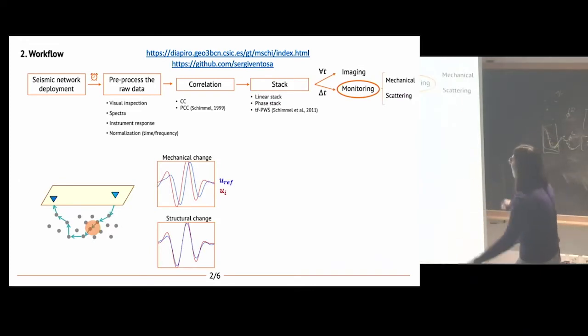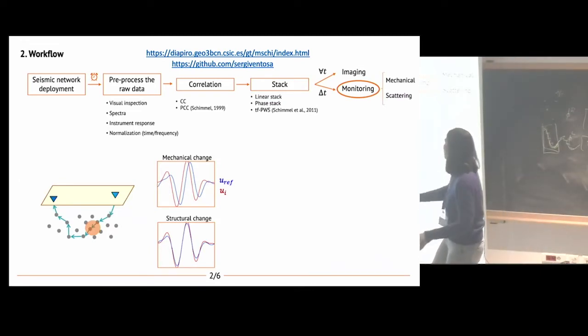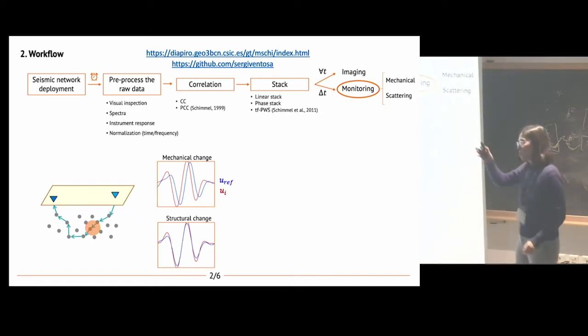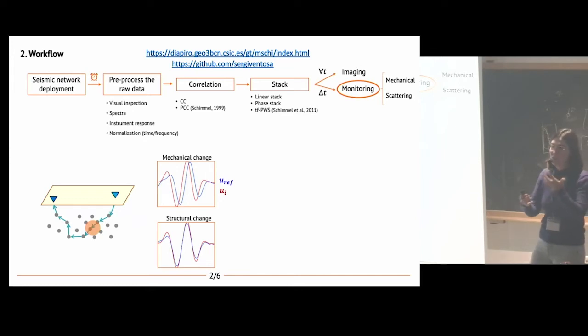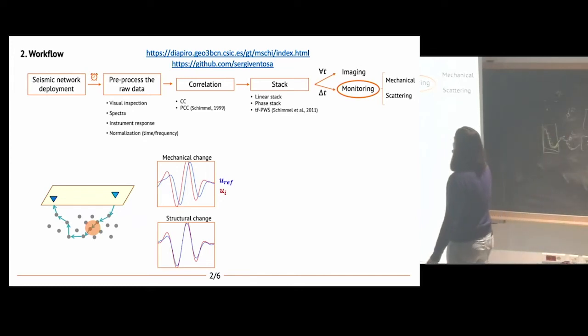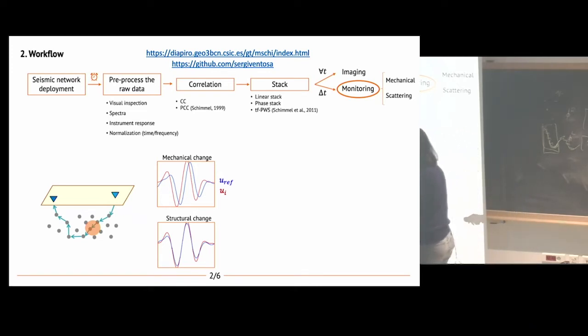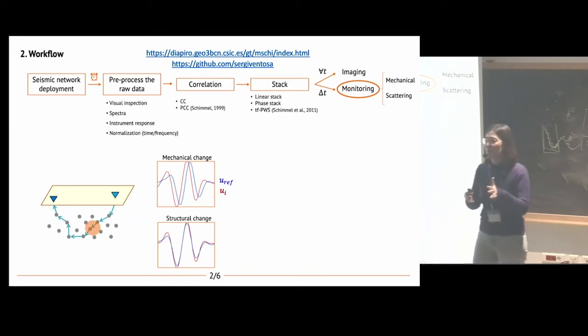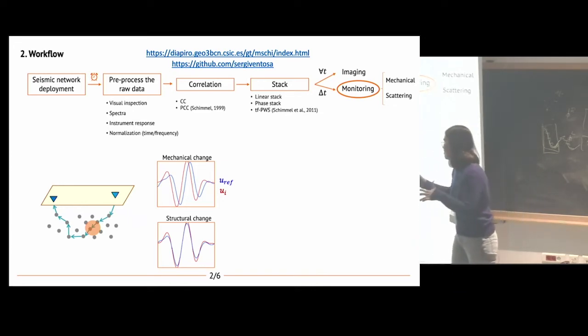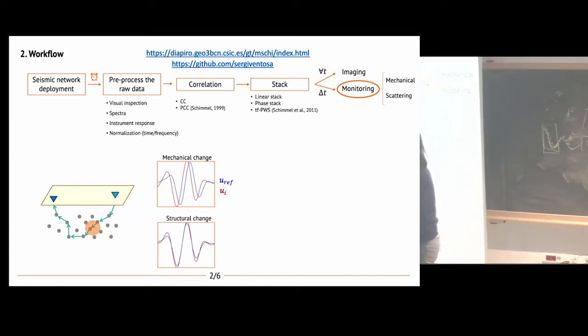So then once we have correlated our data, we stack, and with this similarity approach, we can see how many days of data we need to stack, depending on the goals of our study. Then in the rest of the talk, I am going to talk about monitoring, and as you know, we can monitor changes in the mechanical or scattering properties in the medium. So here is a very simple diagram of how the waves travel, depending on the lag time, whether you are in a multiple scattering regime or not. So yeah, it's just a simple representation.